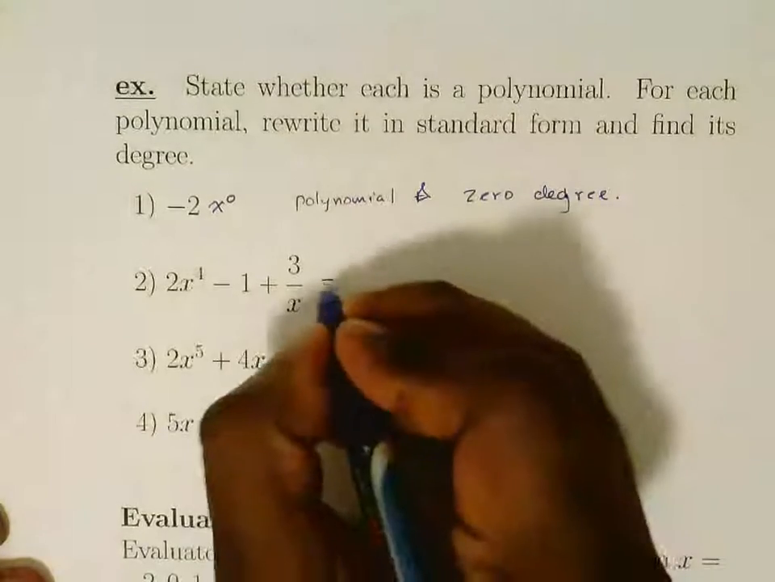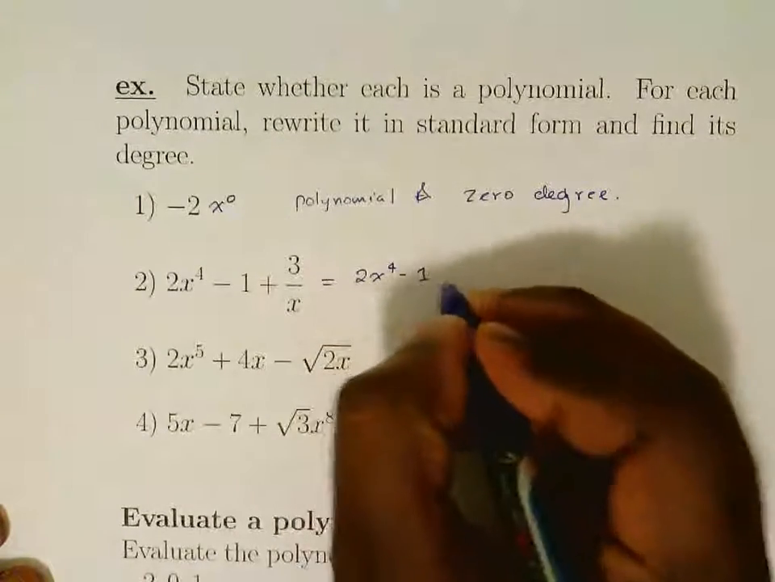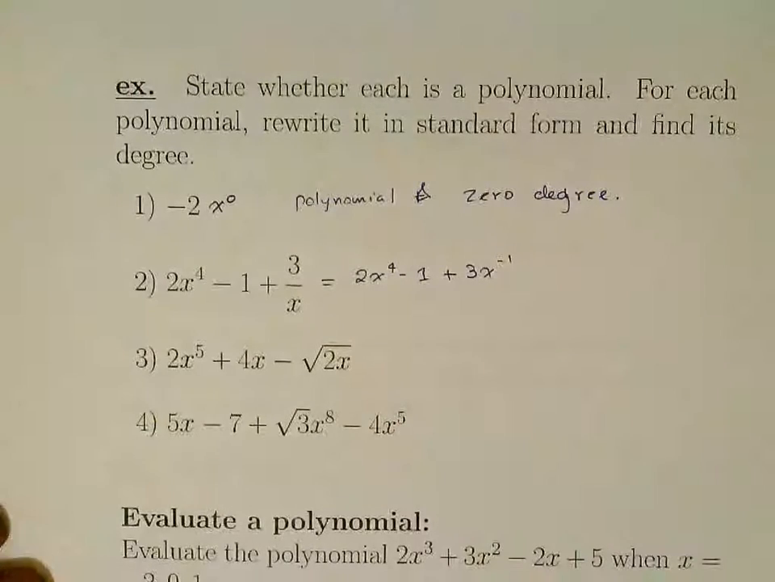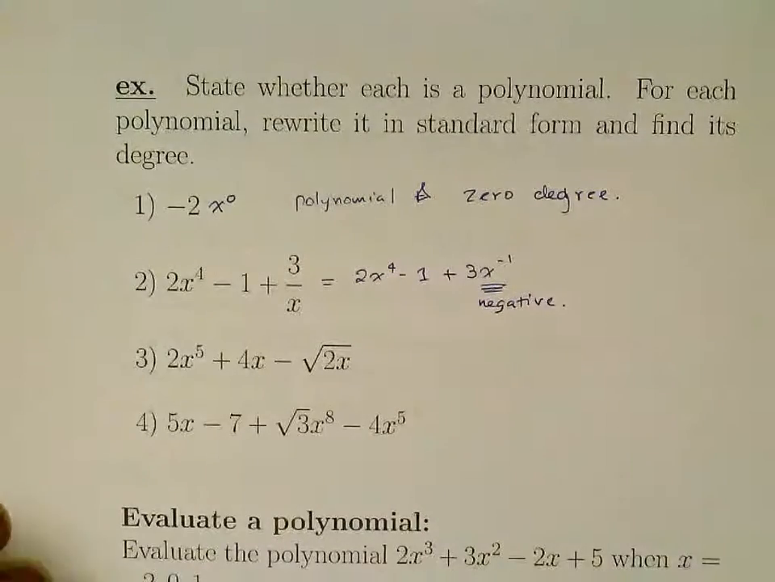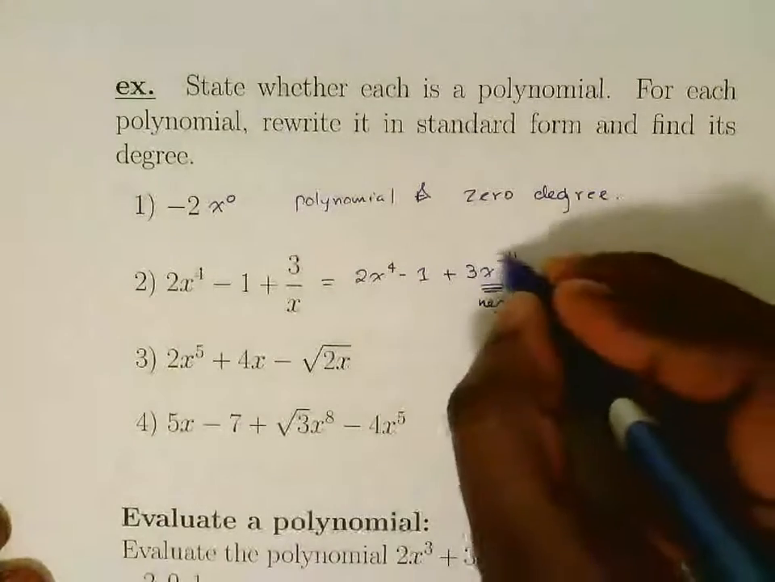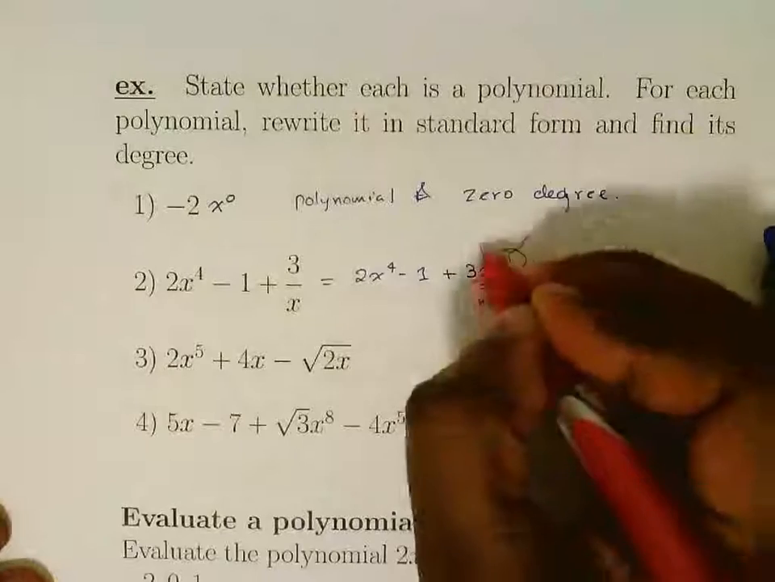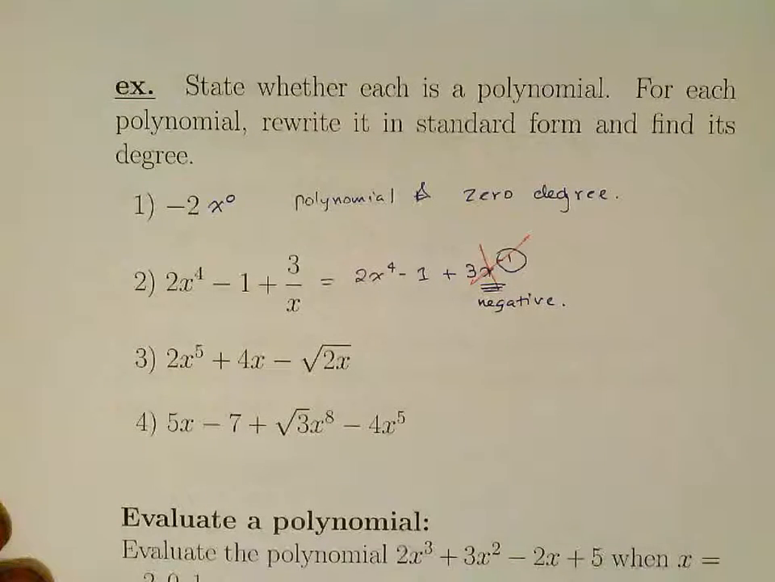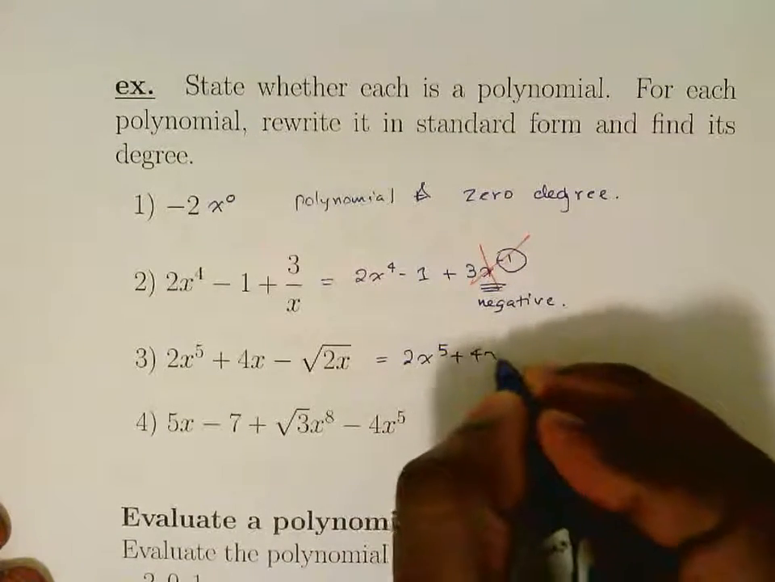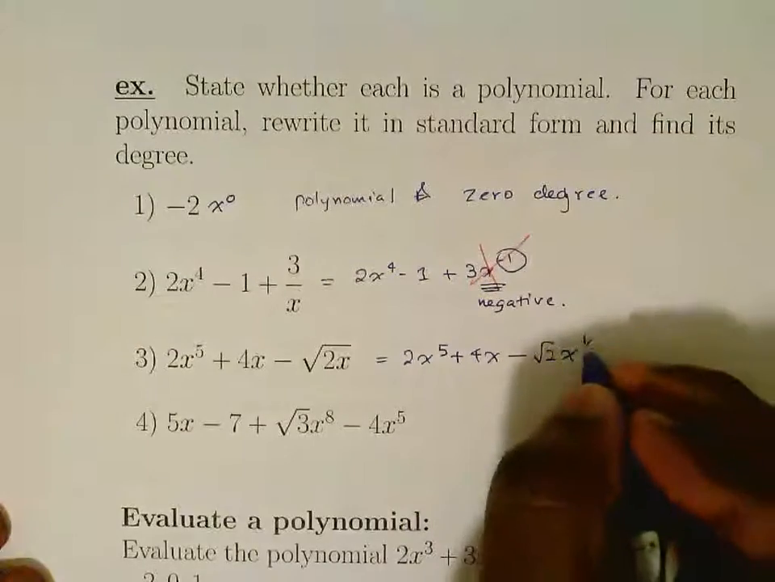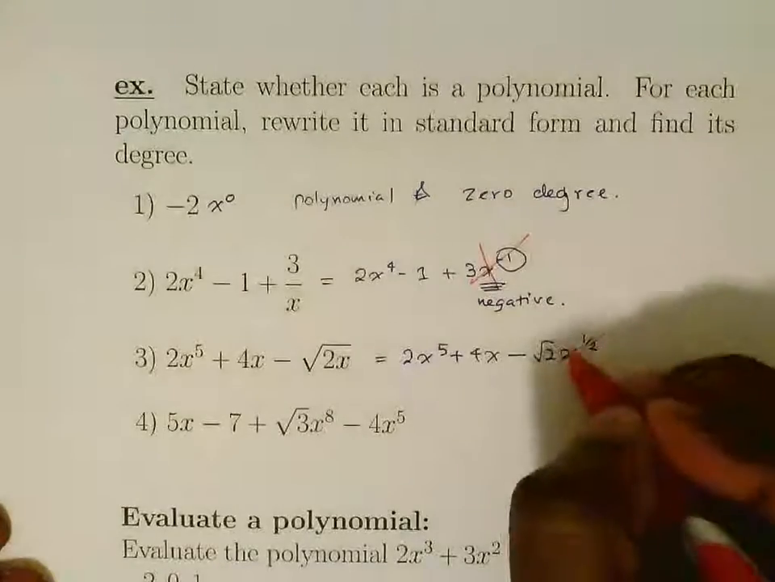Now this one right here, you can see when you rewrite it, minus 1 plus 3x to the power negative 1. When you rewrite it, you can see that it has a negative exponent here. So this guy has a negative exponent, which means this is not a polynomial. Okay, so negative exponents are not allowed, and fractional exponents are not allowed in polynomials. So for example, this guy right here, plus 4x minus root 2 x to the power 1/2, that is bad. It's not a polynomial.